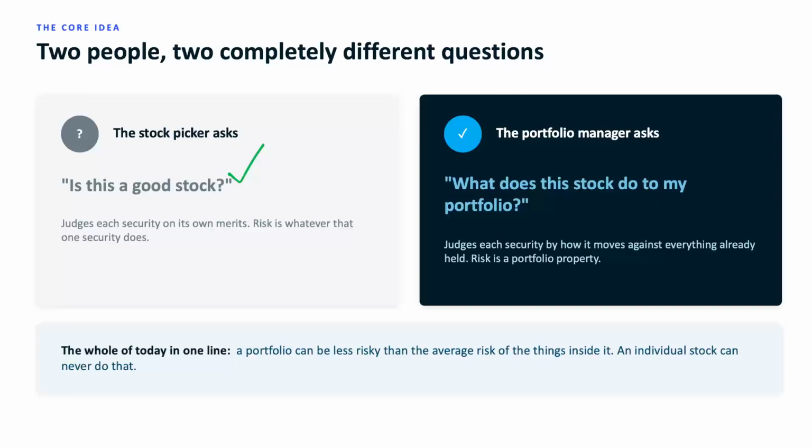Because here's what is making this discussion possible. A portfolio can be less risky than the average risk of the things inside it. So if I pick 4 or 5 different stocks and bundle them up in a portfolio, the overall risk that we are going to take in that portfolio would be less than the individual risks on a combined basis. An individual stock can never do that, but a portfolio can. An individual stock could have a higher risk, but when you mix it with 4 or 5 different stocks in one portfolio, the overall risk could be a lot lower.